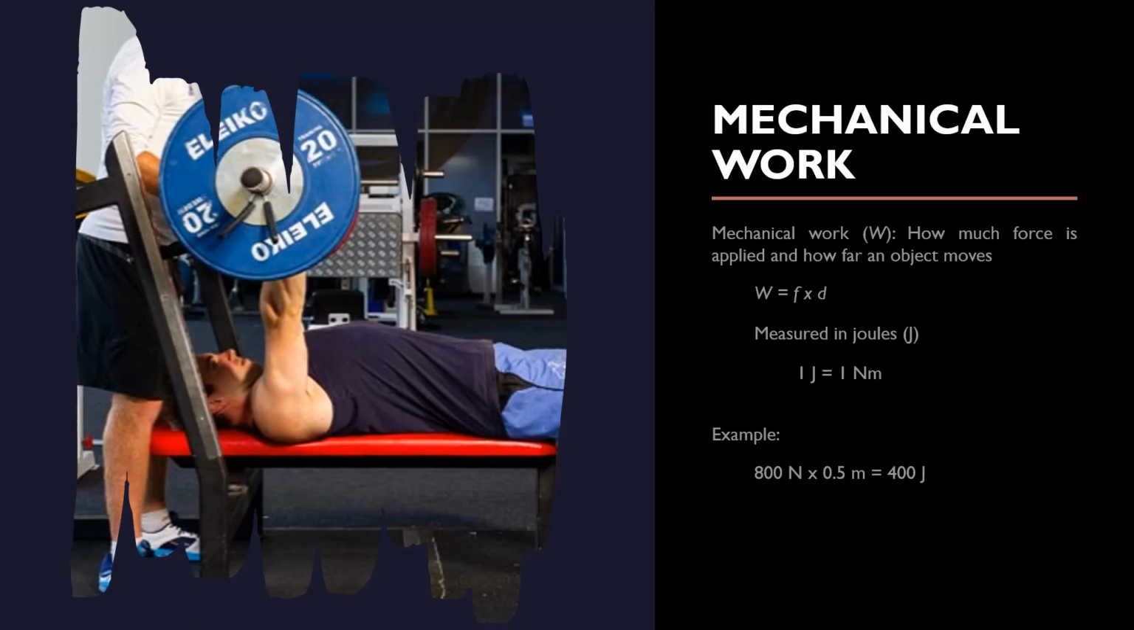Mechanical work is a concept in physics that measures the transfer of energy when a force acts on an object and causes it to move in the direction of the force. It quantifies the amount of energy transferred or expended during the process of performing physical work. The formula for calculating mechanical work is work equals force times distance, where work is the amount of energy transferred or expended, measured in joules. Force is the magnitude of the force applied to the object, measured in newtons. And distance is the displacement of the object in the direction of the force, measured in meters.